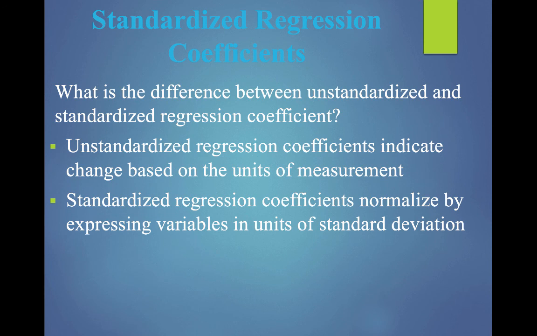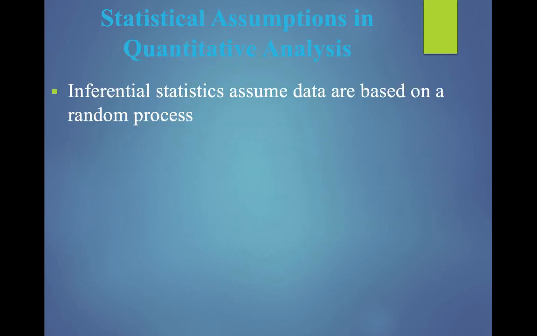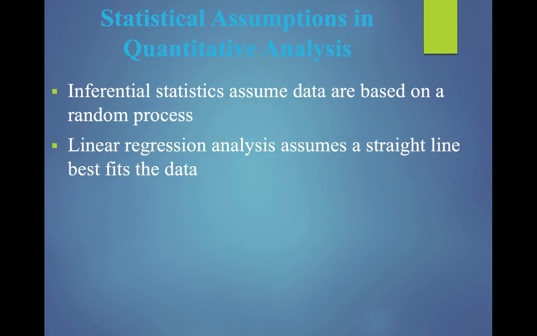Okay, so statistical assumptions in quantitative analysis. Inferential statistics assume the data is based on a random process. So again, the null hypothesis, right? That you're just seeing randomness and not a relationship. So linear regression analysis assumes a straight line best fits the data. They look for the line that they think best represents the relationship between the two variables, as we saw in the example.